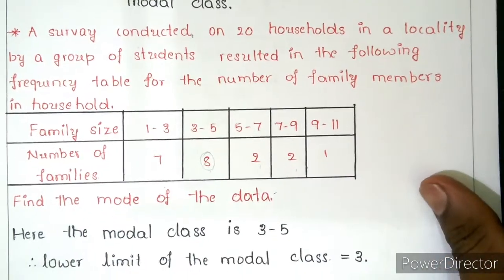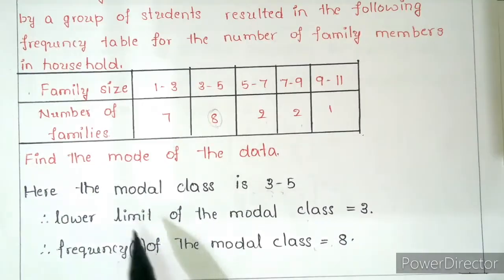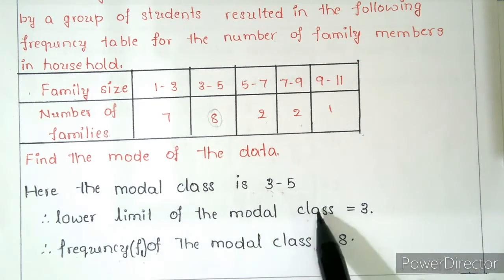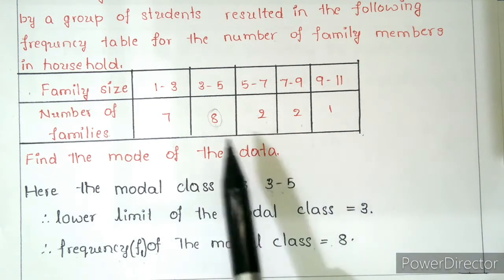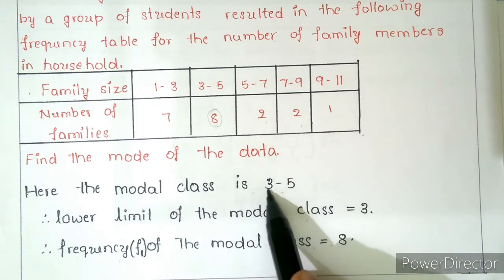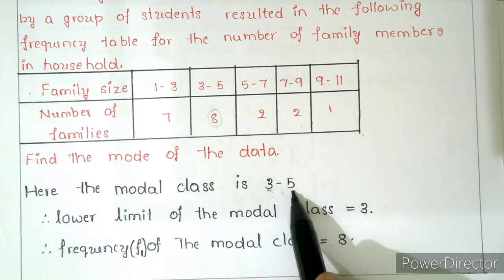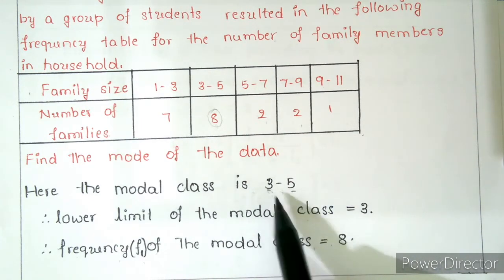Here the modal class is 3 to 5. So the lower limit of the modal class is equal to 3. This is the lower limit and this one is the upper limit. So the lower limit of the modal class is 3.